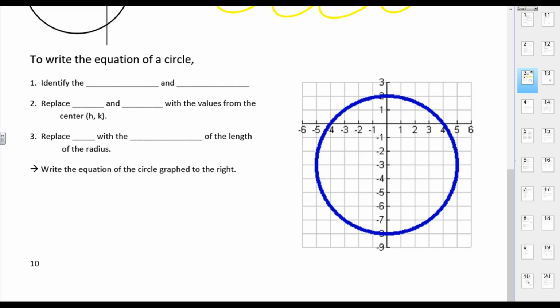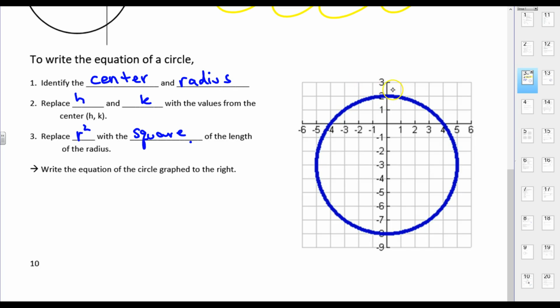Well, the first thing we do is we identify the center and the radius. So I would then replace the h and the k in my standard form of the equation with the values from the center, and I'd replace the r squared with the square of the length of the radius. So let's look at an example.